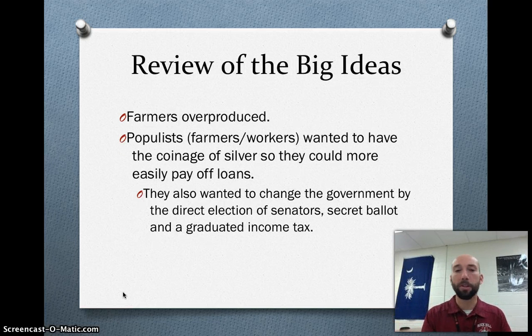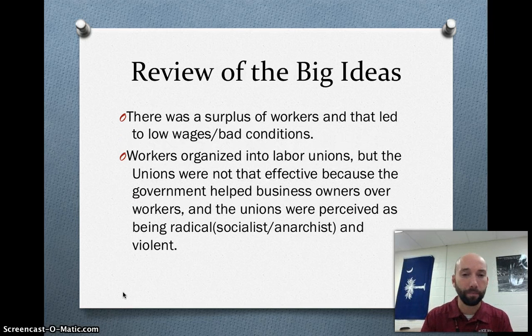So I just want to hit some of those big ideas again because they're so important. Really just a quick review: farmers overproduced. The farmers organized into populists. They wanted the coinage of silver so they could pay off their loans more easily. They also wanted to change government by the direct election of senators, the secret ballot, and the graduated income tax, none of which happened at that time, but will happen later.